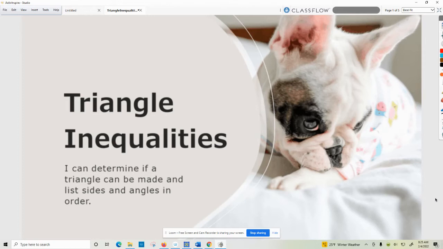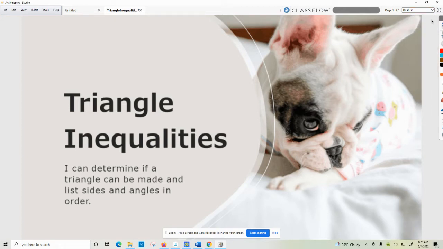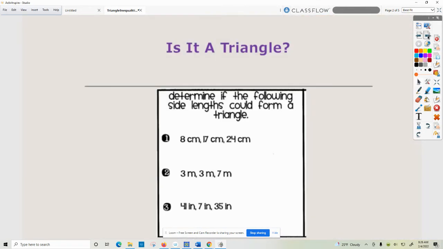Right, class. Today we will be looking at doing some triangle inequalities. We want to determine if side lengths will make a triangle. We would like to set a range of sides so I'll know what can and cannot make a triangle. And then we want to list things in order according to side lengths and angles, from least to greatest, greatest to least.